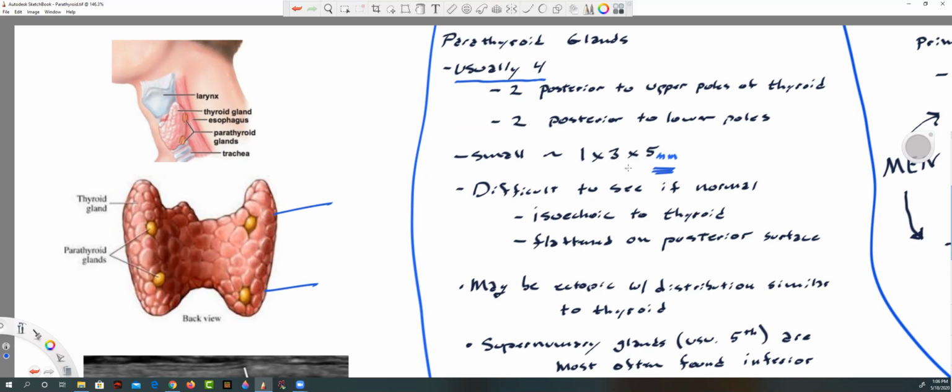Now, personally, I would do 5 by 3 by 1 because it's length, width, height, not height, width, length. That's just backwards. But so 5 millimeters long, average. That's only half a centimeter. They're really small. Like I said, difficult to see if normal. They're isoechoic to the thyroid, so that makes it even harder to see. They could be slightly non-isoechoic, probably a little hypoechoic, and then we have a chance of seeing them.